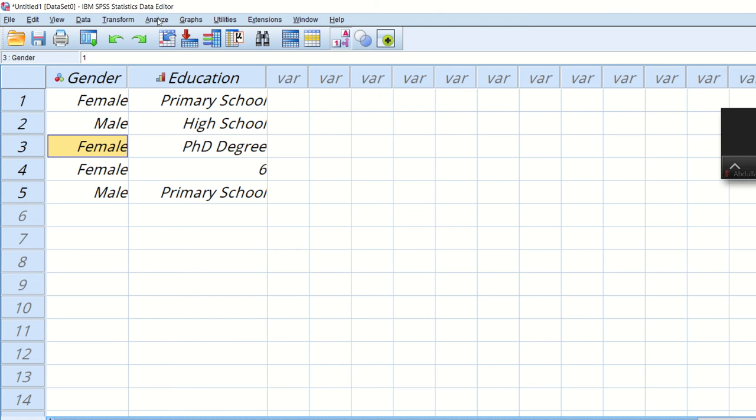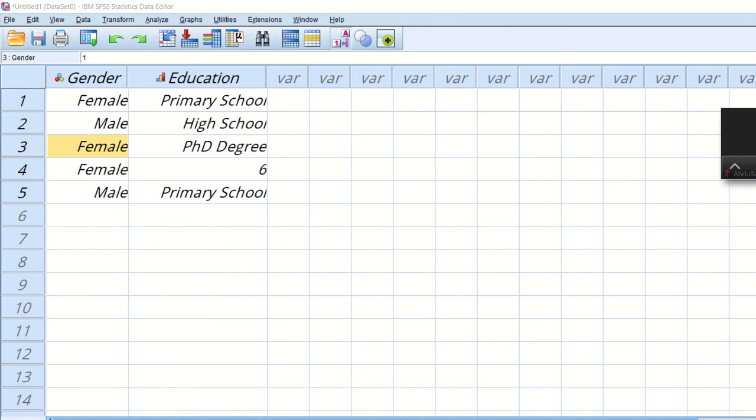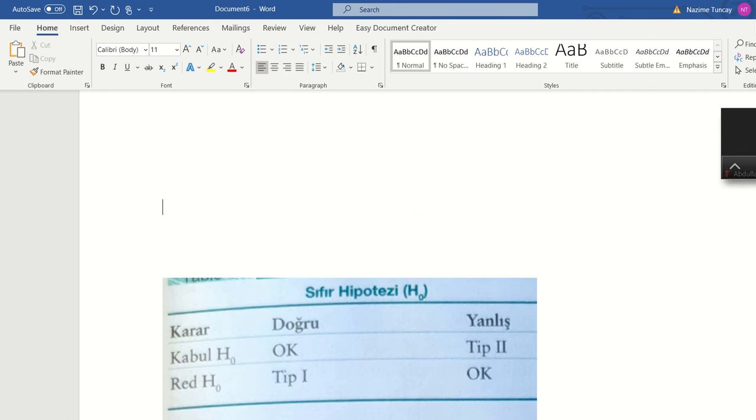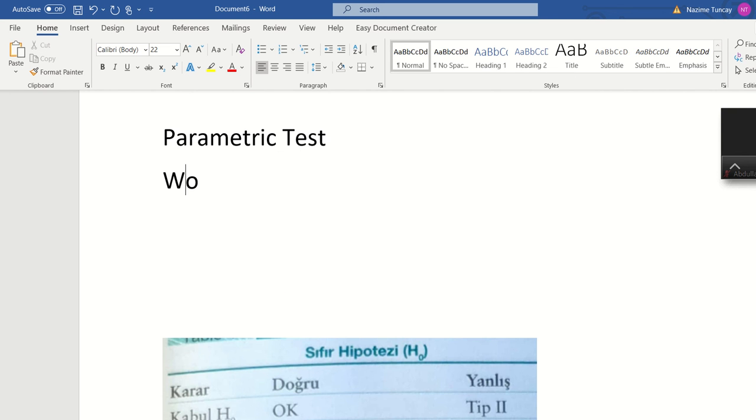What I was talking about was parametric tests. There are some parametric tests in which we compare means. Parametric tests work with the mean, and they are more powerful tests. They work with the mean. And what is the mean?